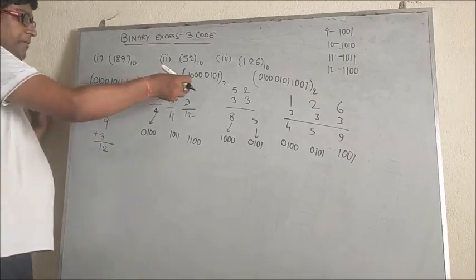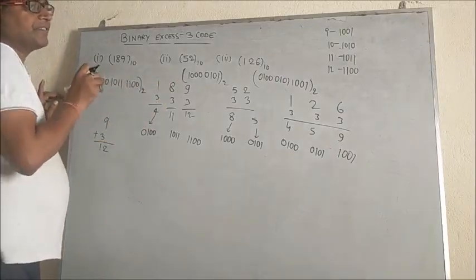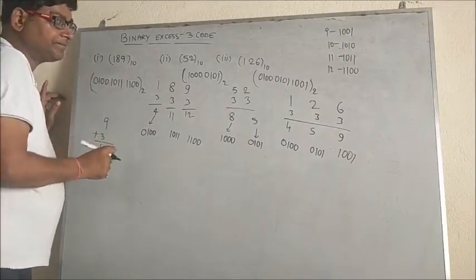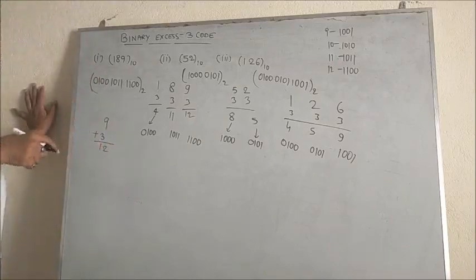Take every bit individually and add every bit with 3 individually, take the resultant and individually take its binary equivalent, and that will be your binary excess 3 code of any number.